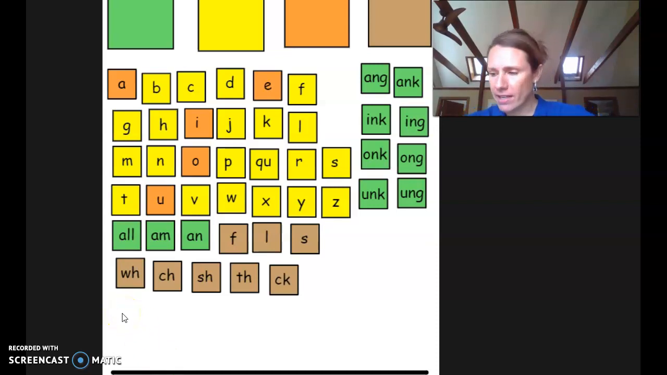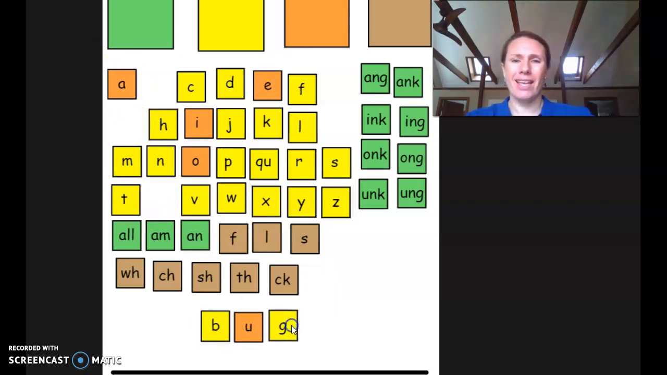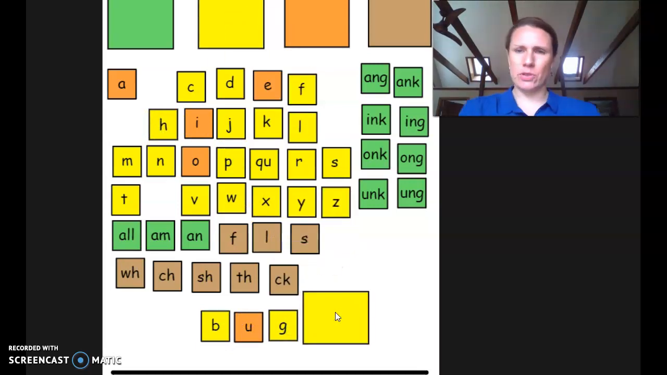Remember, a suffix comes at the end of a word after the base word. Let's review the suffix we've already learned this year. Here's the word bug, and we're going to use this as our suffix tile. Normally it's that lime green color, but we don't have that on my board, so this will be our suffix ending. And this would be the suffix s.